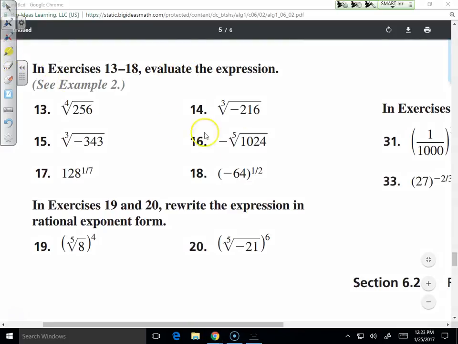Now, hold on, I'm not gonna do all of them. Let's peek at number 18 first, and we might look at one more, because I had someone say that this section was hard, and it was.